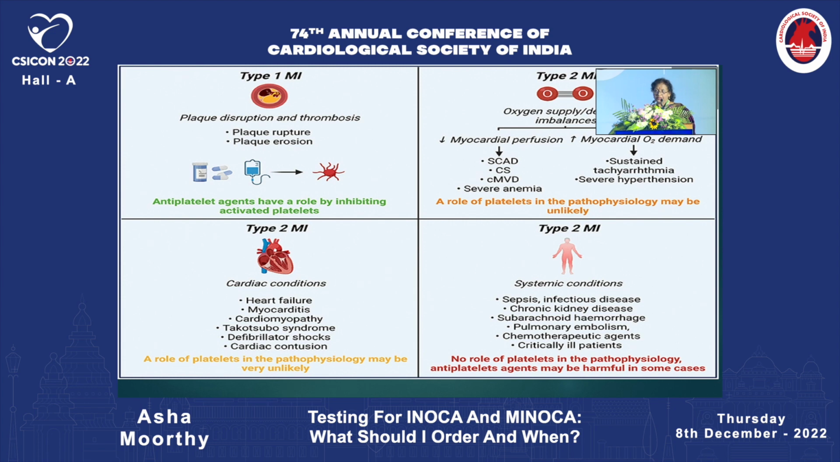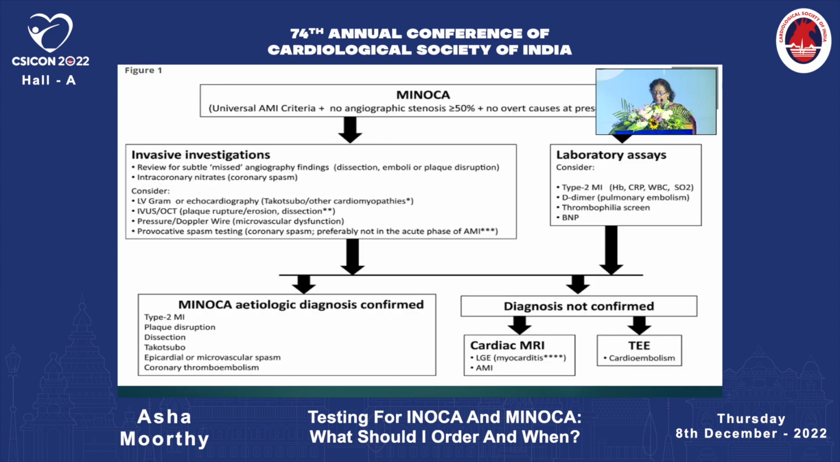So as you know, there are two types of myocardial infarction, type 1 and type 2. Type 1 has evidence of plaque rupture, thrombosis, erosion, and type 2 is because of systemic and cardiac conditions. The systemic could be sepsis, infectious diseases, and cardiac conditions could be like heart failure, myocarditis, Takotsubo, cardiomyopathies, and other causes like cardiac contusions.